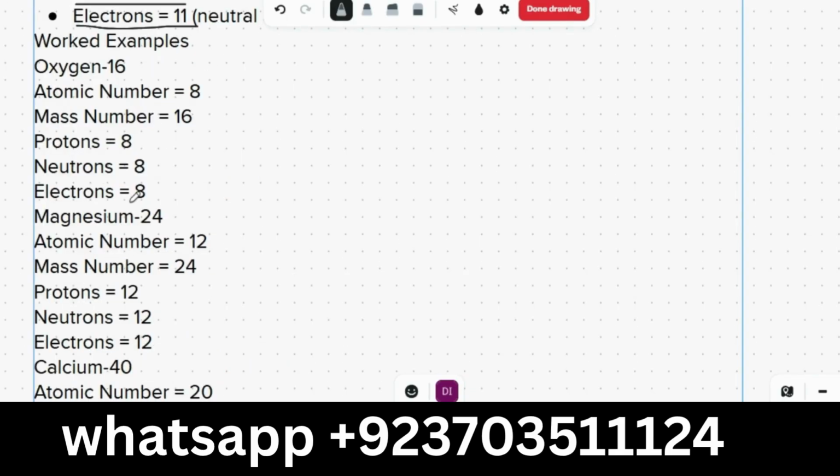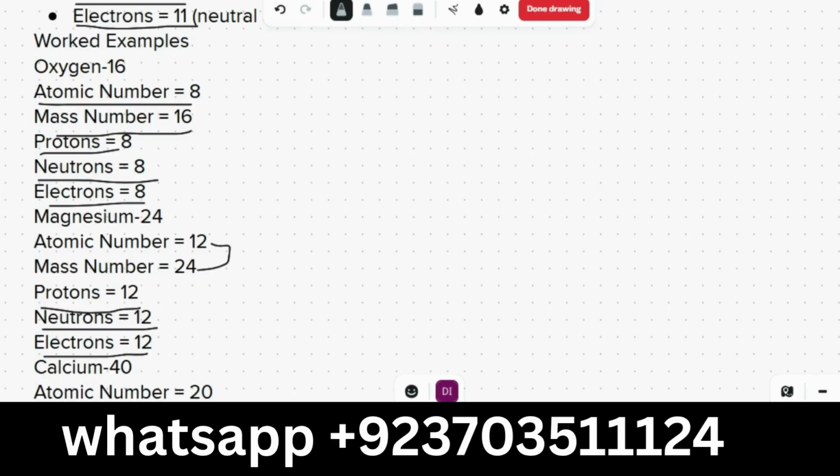For example, oxygen-16. Oxygen-16 has an atomic number of 8 and a mass number of 16. So that means it has 8 protons, 8 electrons, and 16 minus 8 is 8 neutrons. Magnesium-24 has an atomic number of 12 and a mass number of 24. So it has 12 protons and 12 electrons because it is a neutral atom. And what is the neutron number? 24 minus 12 gives us the neutron number.